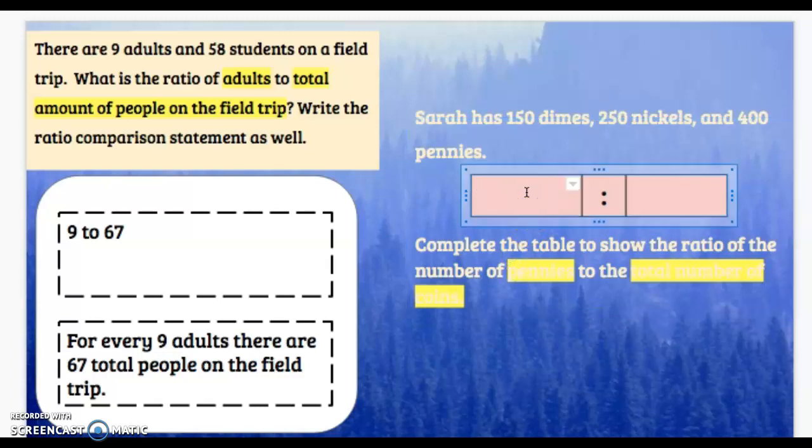So the number of pennies we have is 400. Total means we have to add them. So if I have 150 and 250, so 200, 100, 300, 400. So 400 plus 400 is 800. So you get 400 to 800.